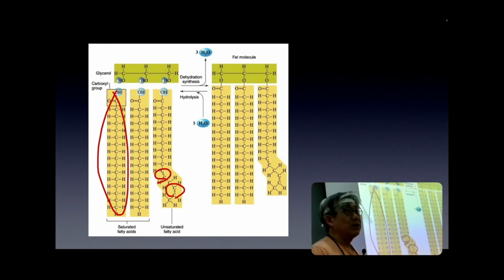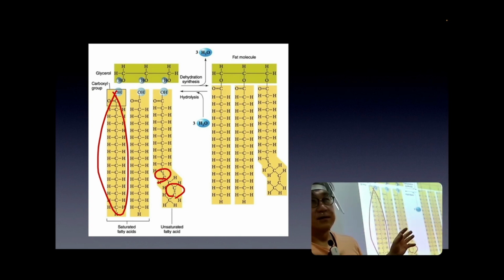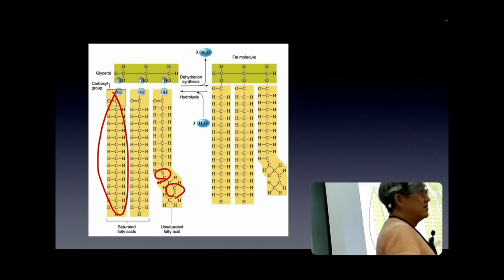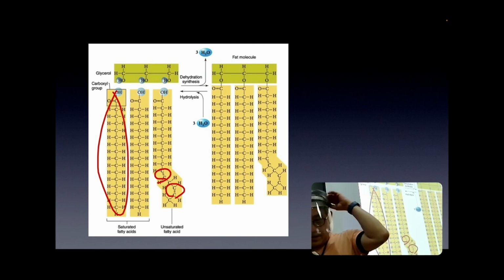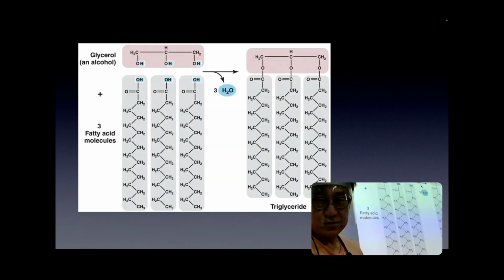Other than that, what's wrong? There's nothing wrong with animal fat. I love animal fat, like butter and all meat, and it tastes better. As long as you can avoid the circulatory system problem, but in reality, you can't. So that's the only difference.